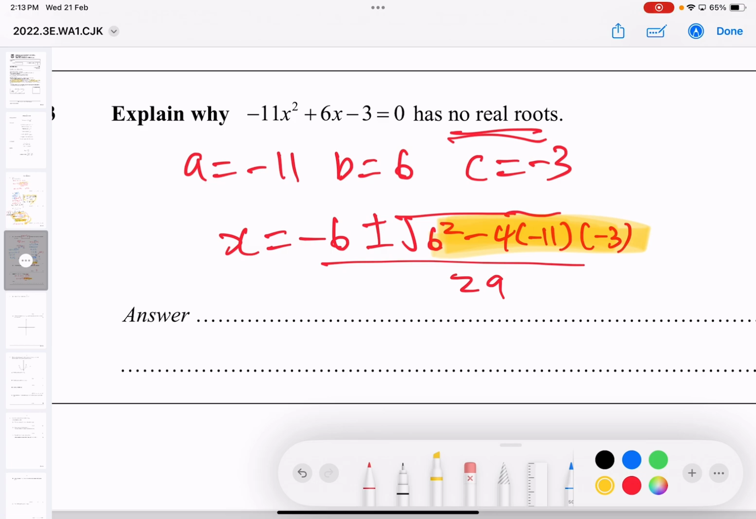Negative 96. You must tell me negative 96. You must tell me you cannot square root negative 96. Therefore, there is no real roots. Okay, don't just say that the discriminant is less than 0. Okay, this is not A math. This is not A math.